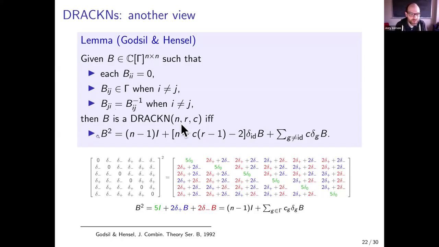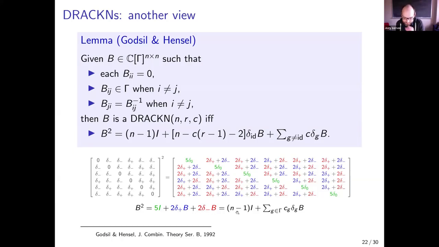So this B is a DRACKN if and only if when I square B, and here I'm squaring it in the group algebra, so this is as a matrix with entries in the group algebra, then I get this kind of quadratic condition, which maybe it's easiest to look at in this example. So I square this in the group algebra. Now I'm doing all my arithmetic in the group algebra. Then you get this particular thing. And what happens is you have 5 times the identity. Then you have 2 times alpha delta plus times B, 2 times delta minus times B.